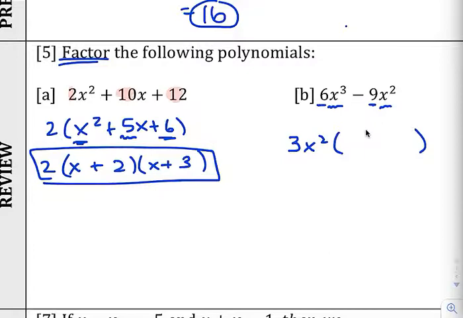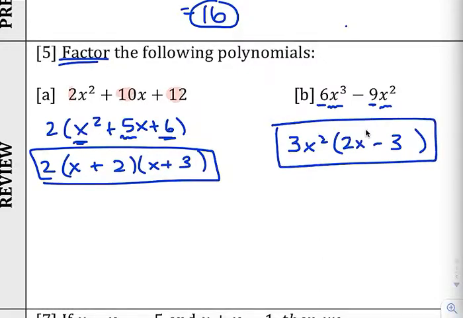So 3x squared times 2x will be 6x cubed. And if I take 3x squared times negative 3, I'll get negative 9x squared, because that's a minus 3. And so again, we can stop the problem right there because we're just asked to factor, which means come up with a multiplication problem, and we did that. So we have 3x squared times the quantity 2x minus 3.